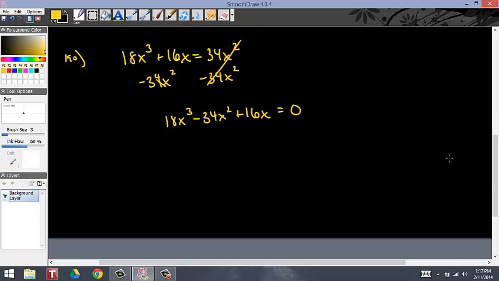Everyone's always going to forget how to factor this. What do they all have in common? They all have an x. They all have something else in common. They're all even, which means I can factor out at least a 2. But let's see what I get on the inside. Maybe I can factor out something higher. 9x squared minus 17x. Looks like I'm up the creek on that one.